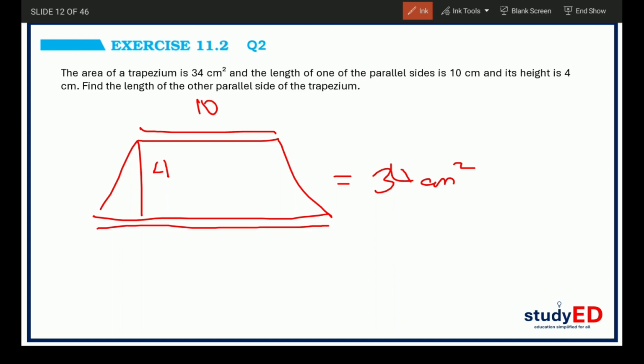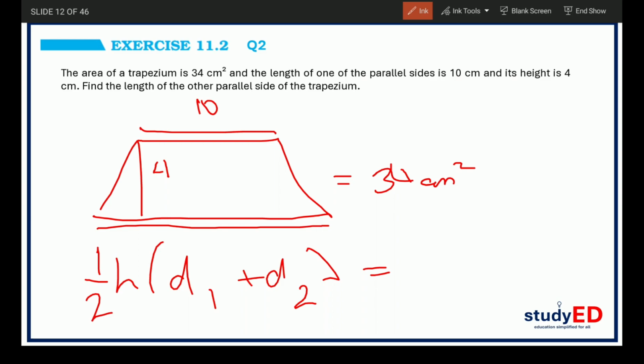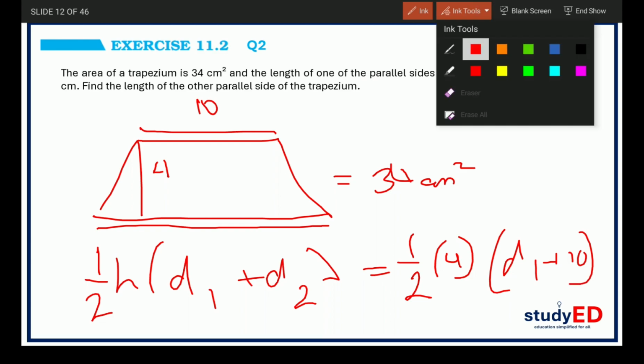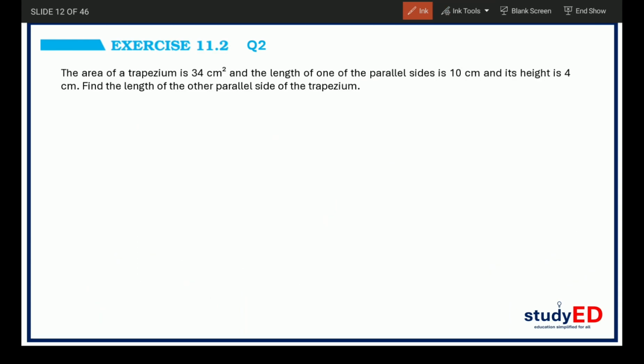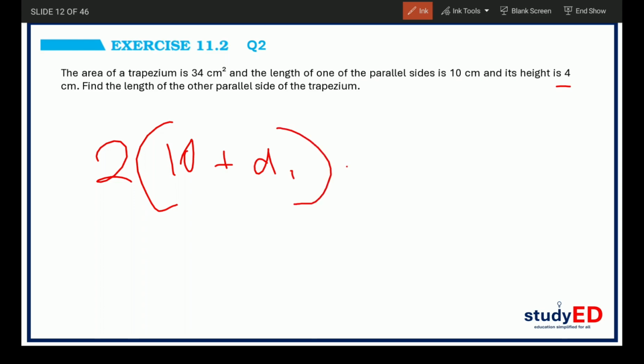Now this is very easy. We know that the formula of calculating the area of the trapezium is 1 by 2 h into d1 plus d2. So if we simplify it further, 1 by 2 into 4 d1, or let's take 10 as d2, so plus 10 is equal to 34. So if we half 4 over here, it gives us 2 into 10 plus d1. We don't know what d1 is, which is equal to 34.